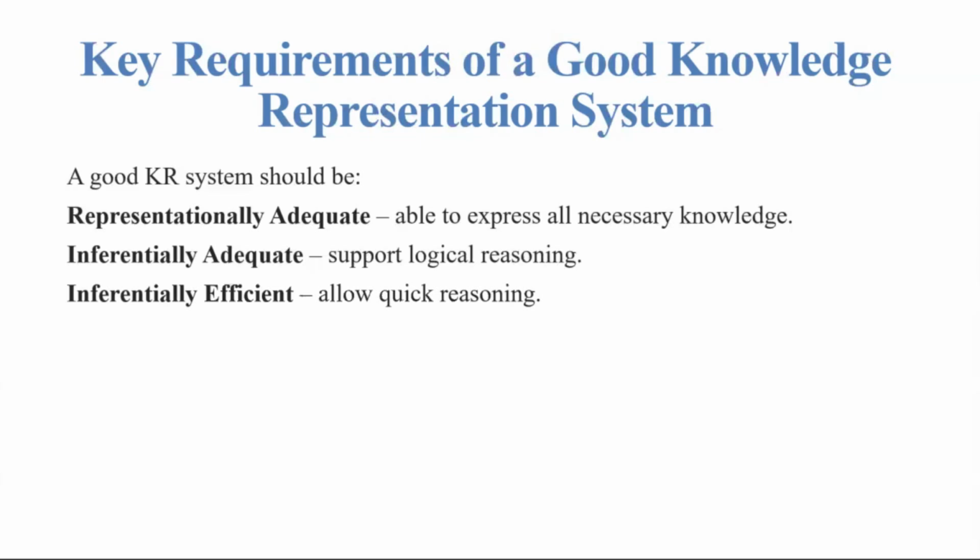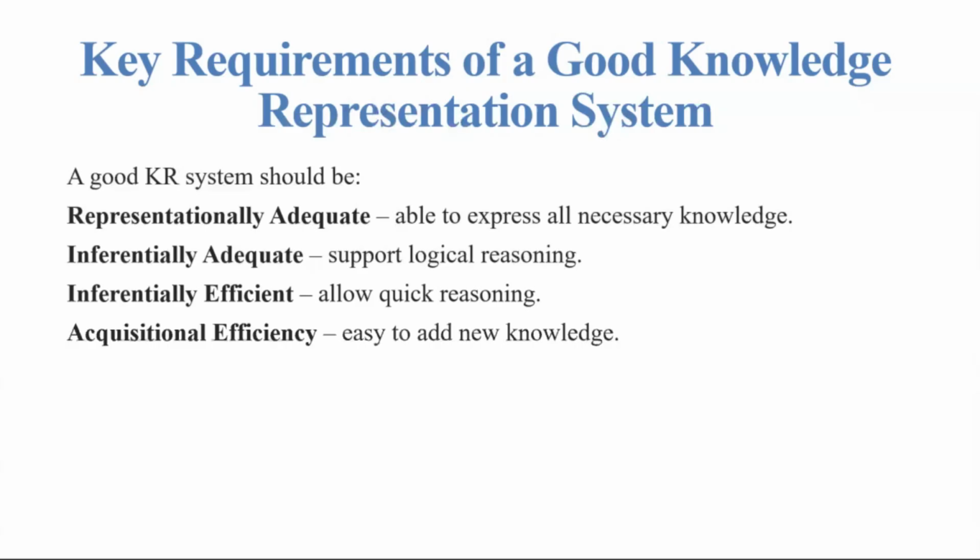Similarly, an AI system should not only reason correctly but also reason efficiently. It should arrive at conclusions in the shortest possible time using the least amount of computational resources. For example, if you ask ChatGPT a question, you expect an answer within a few seconds, not after several minutes, right? This is possible because the underlying systems are designed for efficient reasoning. So inferential efficiency means the AI should be able to perform reasoning quickly and efficiently.